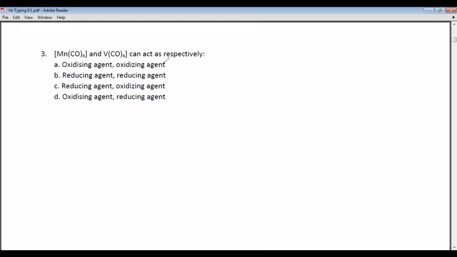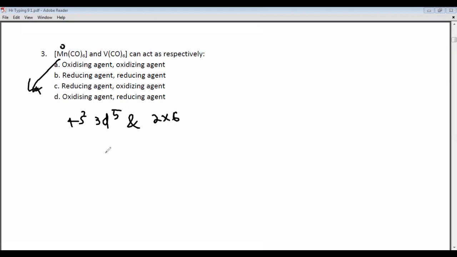Next. Mn(CO)6 and V(CO)6 are respectively... Let's consider the valence electrons of Mn(CO)6. Manganese is in the 0 state, right? So 4s2 3d5 are the valence electrons of manganese. Carbonyl donates 2 into 6, so actually 7 plus 12. 19 electrons are there in the valence shell of Mn(CO)6.